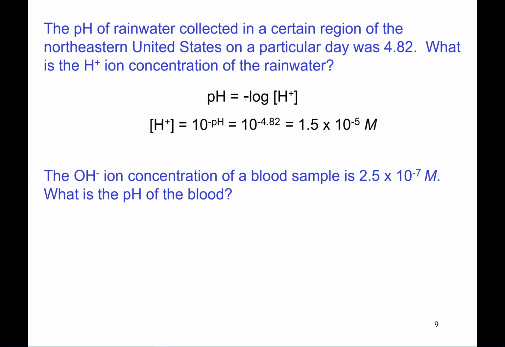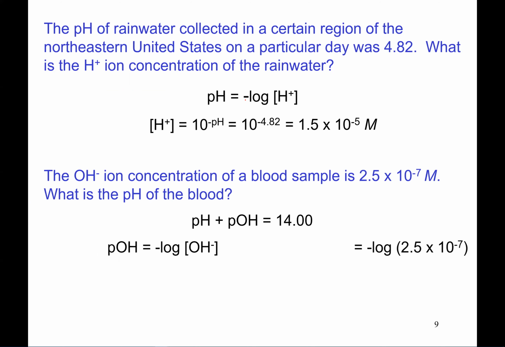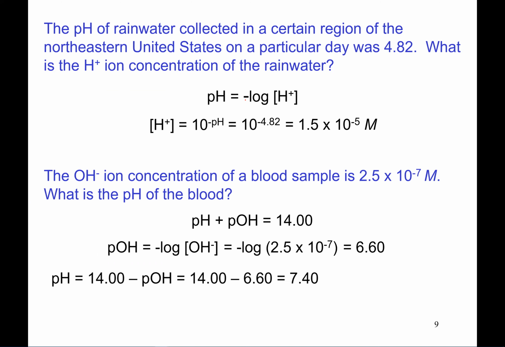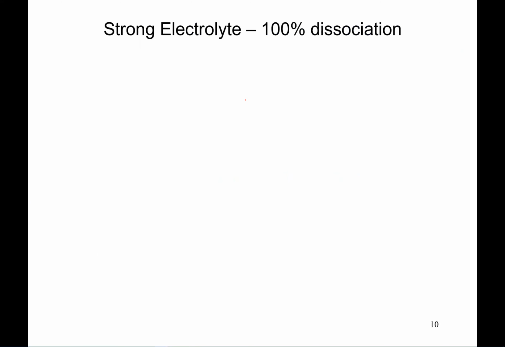The OH concentration of a blood sample is 2.5 times 10 to the minus 7. What is the pH of the blood? So the pOH is equal to 6.6. You subtract that from 14 and you get 7.4.